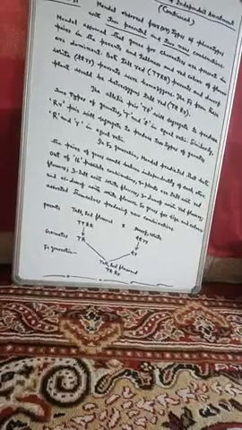Out of 16 possible combinations, 9 plants are tall with red flowers, 3 plants are tall with white flowers, 3 plants are dwarf with red flowers, and 1 plant was dwarf with white flowers. This is the typical dihybrid cross ratio, 9:3:3:1. When you add 9 plus 3 plus 3 plus 1, it comes to 16.